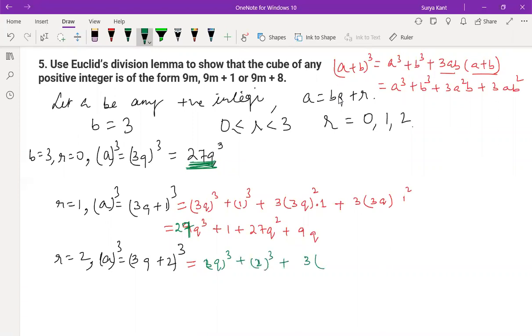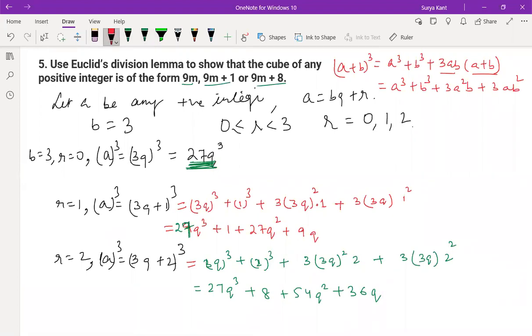plus 3a²b plus 3ab². So we can write it as 27q to the power 3 plus 8 plus 3 3s are 9, 9 3s are 27, 54q² plus 4 3s are 12, 12 3s are 36q plus 8. Okay. So now we have to bring in 9m plus 1, 9m plus 8.